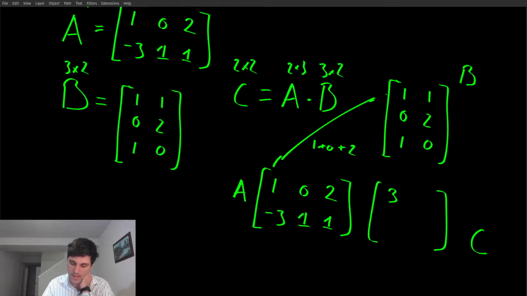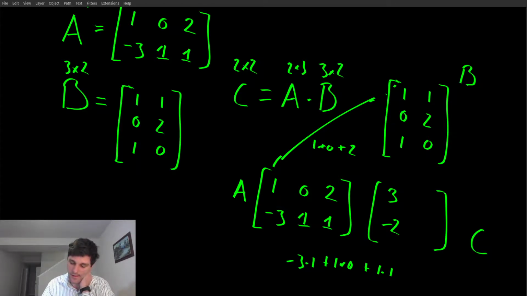And then down here, I'm going to do first column of B with second row of A. So negative 3 times 1, plus 1 times 0, plus 1 times 1, right? So we get negative 3 plus 1, which is negative 2. I think I did that right.